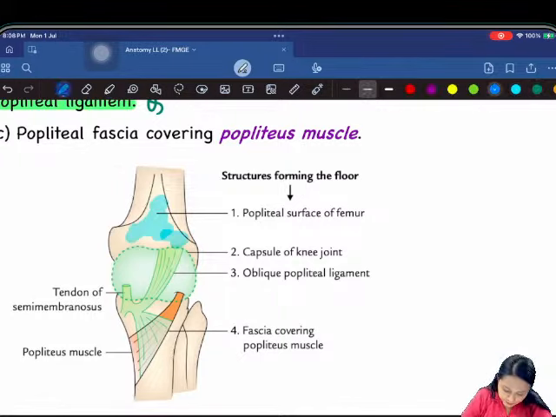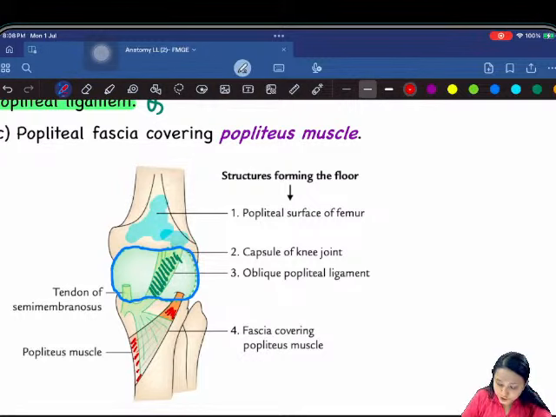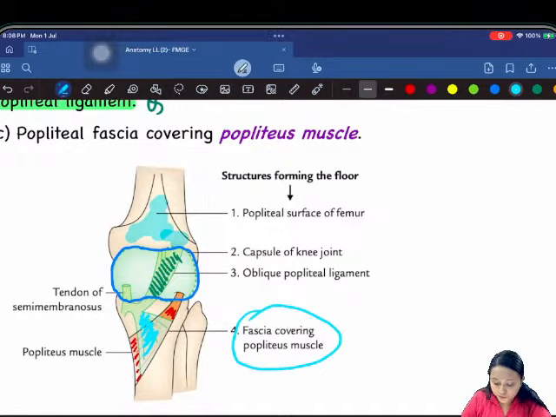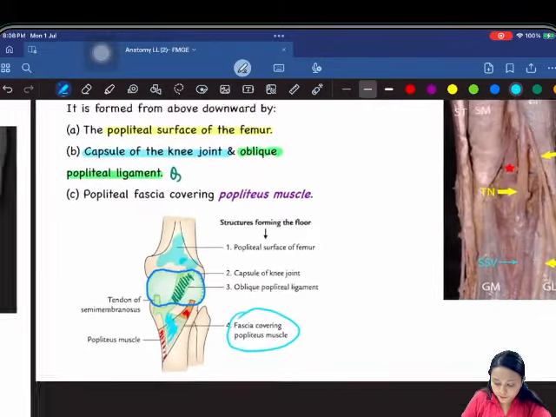Let me draw. This is the capsule of the knee joint. It is also forming the floor of the popliteal fossa. Then you have a ligament, and that ligament is the oblique popliteal ligament. And then you have a deep muscle on the back of the leg, and the fascia covering that muscle is known as the popliteal fascia. So you have the fascia covering the popliteus muscle.